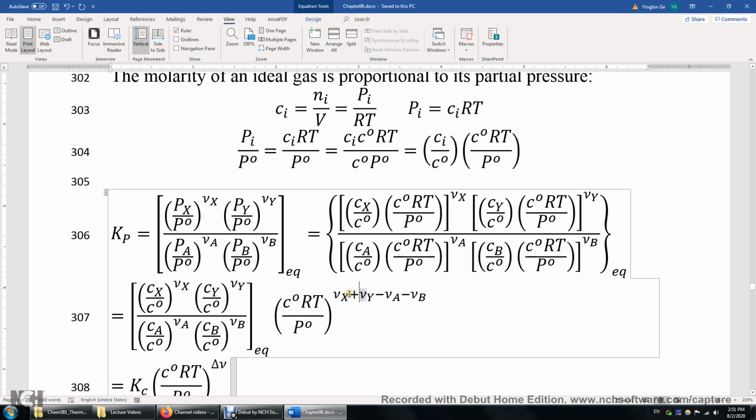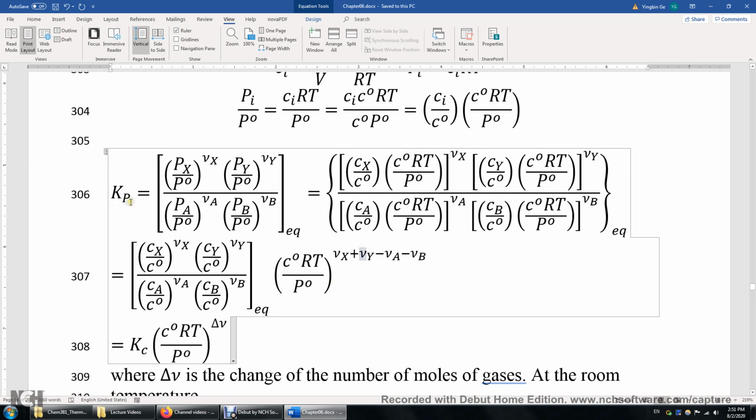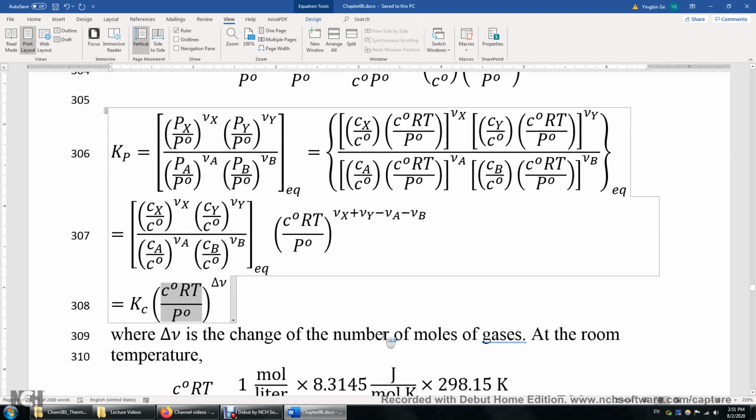So we put them together, and then we have nu X plus nu Y minus nu A minus nu B here. Alright, so now we can see K sub P is equal to K sub C, the equilibrium constant of molarity, times this C0 times RT over P0 to the power of delta nu. K sub P is unitless. K sub C is also unitless. So this must be also unitless.